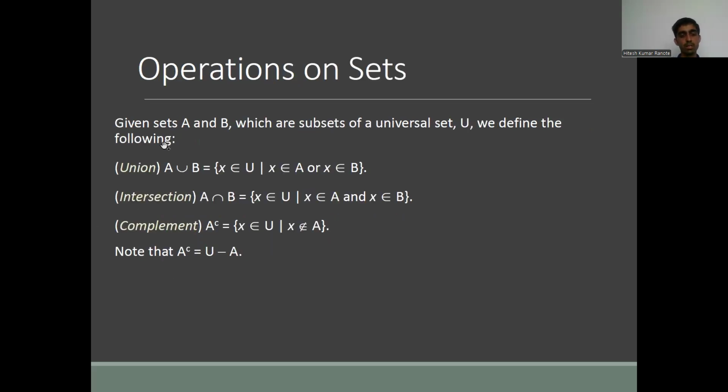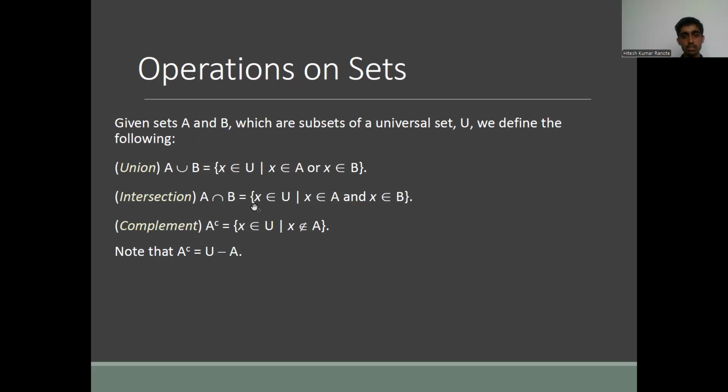Operations of sets. Suppose we have two sets A and B, which are subsets of a universal set. We define the union: A union B is equal to {x belongs to U such that x belongs to A or x belongs to B}. This means either x belongs to set A, or x belongs to set B.